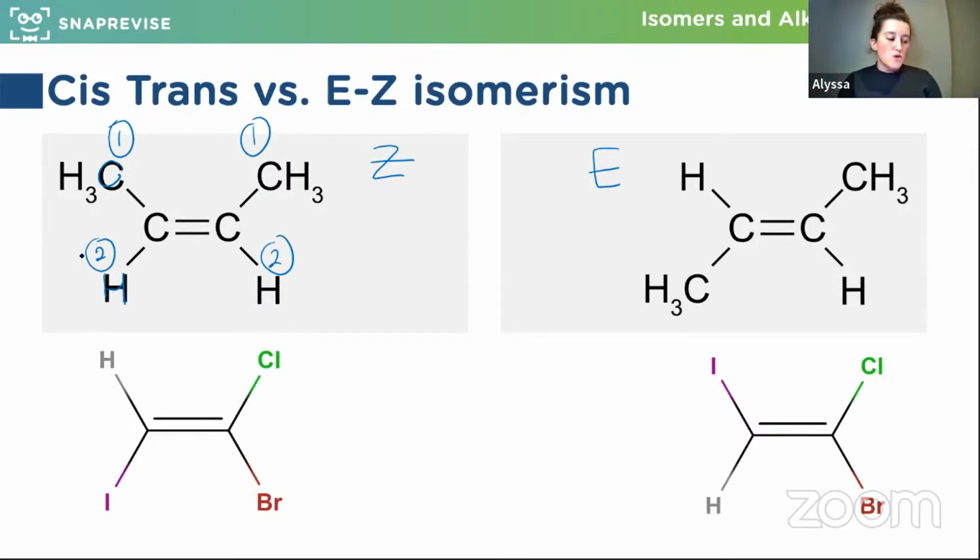Because we've got two identical groups here though, what other notation could we use to describe this left-hand Z isomer? We've got CH3 and a CH3, they're both the priority groups. Fantastic, well done. Cis or trans. And in this case, this isomer is a cis isomer.